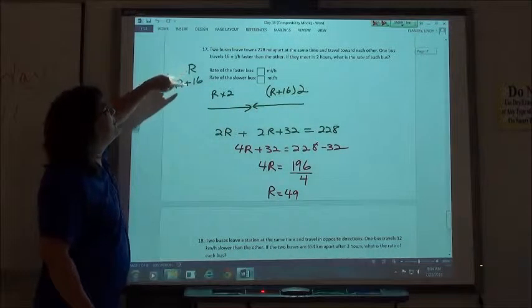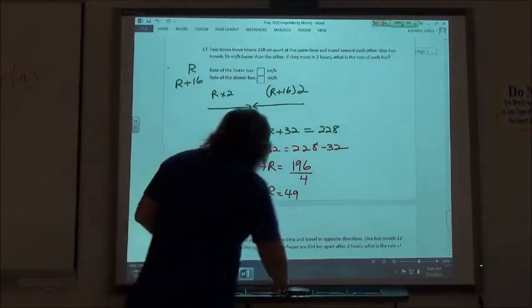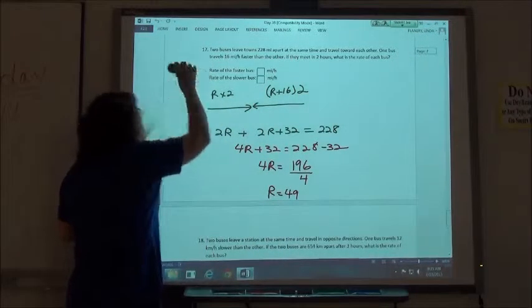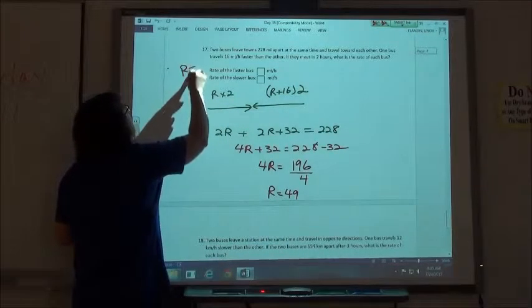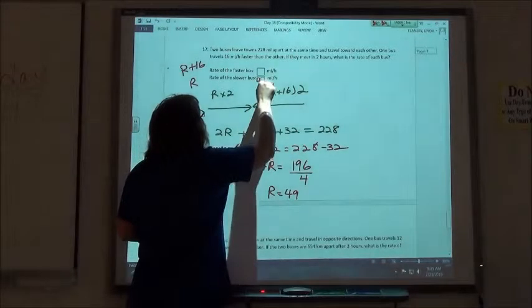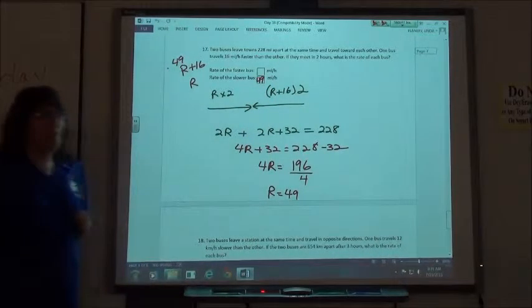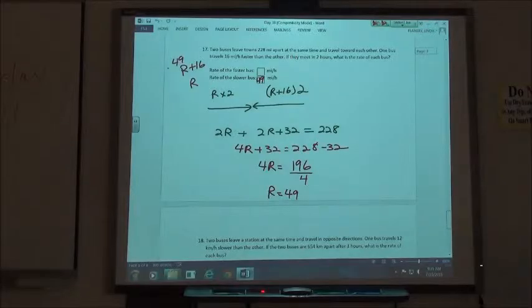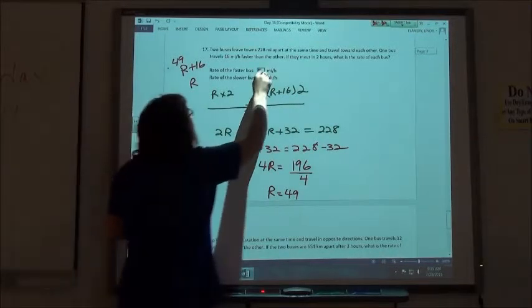I probably should have had these the other way around because obviously the faster one's going to be the plus 16 and the slower one's going to be the other way. The slower one would be R. The faster one's going to be R plus 16, right? Not that it mattered on solving my problem, but 49 would be the slower one. The faster one, 49 plus 16, 65.